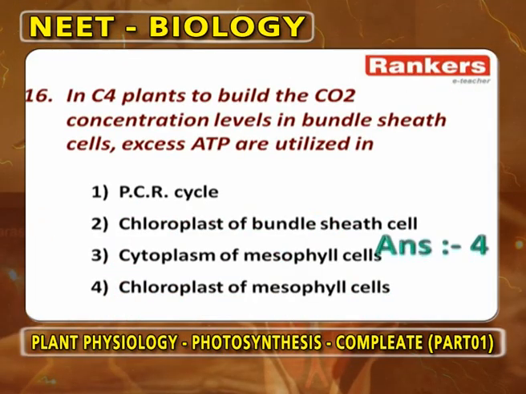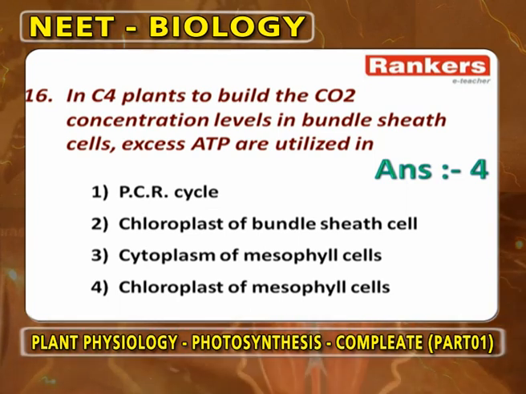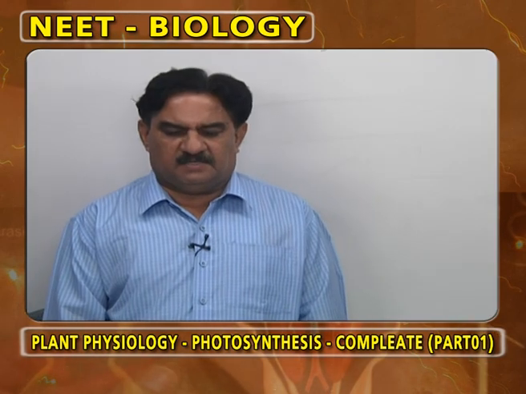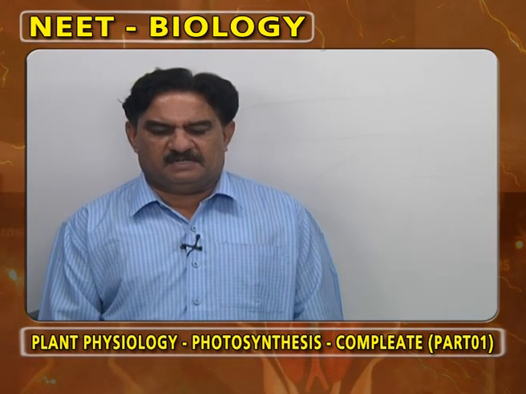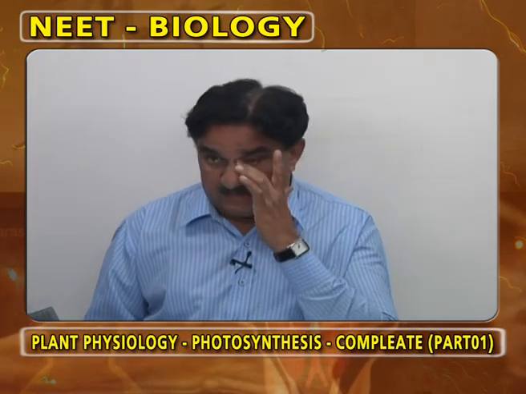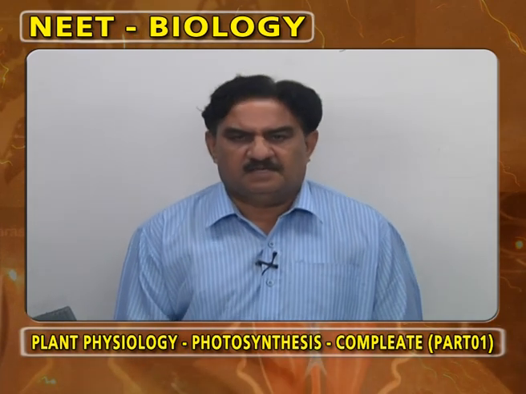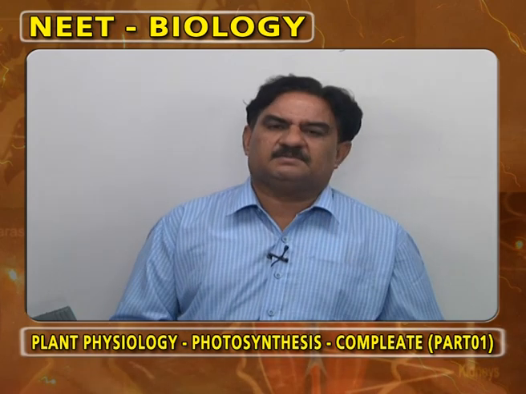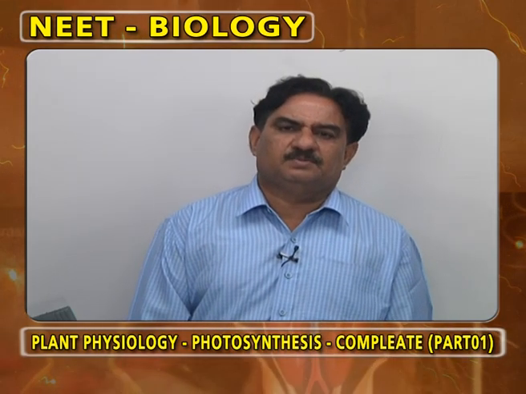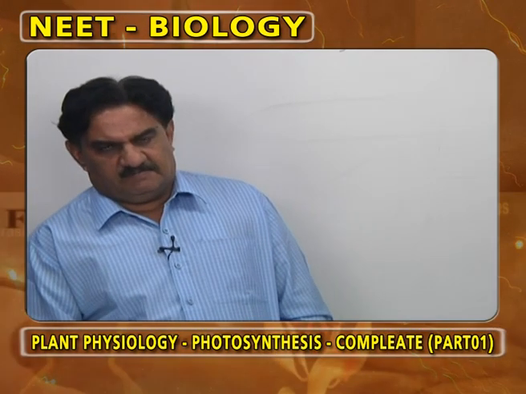Fourth option. In C4 plants, to build the CO2 concentration levels in bundle sheath cells, excess ATP are utilized in. In C4 plants, whenever pyruvic acid moves from bundle sheath cells to mesophyll cells, in mesophyll cells, pyruvic acid converts into phosphoenol pyruvic acid by taking 2 ATP molecules excess. This is to maintain higher carbon dioxide levels in bundle sheath cells.